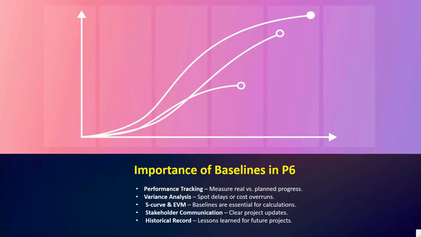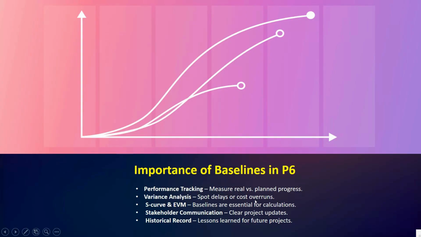Okay, so why are baselines so important in Primavera P6? So let's break it down. You can see here first we have performance tracking. Okay, so baseline lets you measure actual progress against the planned progress at any stage of the project. Okay, second, variance analysis. So you can see here, spot delays or cost overruns.